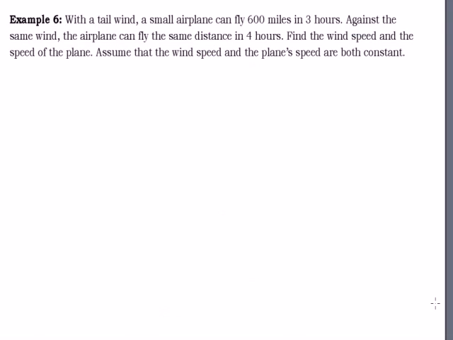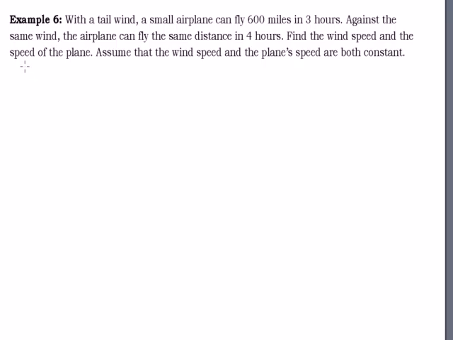Example 6 reads: with a tailwind, a small airplane can fly 600 miles in 3 hours. Against the same wind, the airplane can fly the same distance in 4 hours. Find the wind speed and the speed of the plane. Assume the wind speed and the plane speed are both constant.